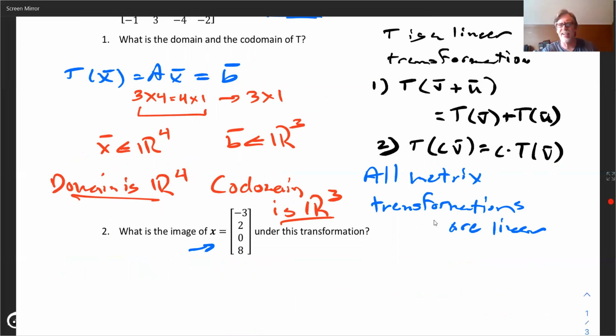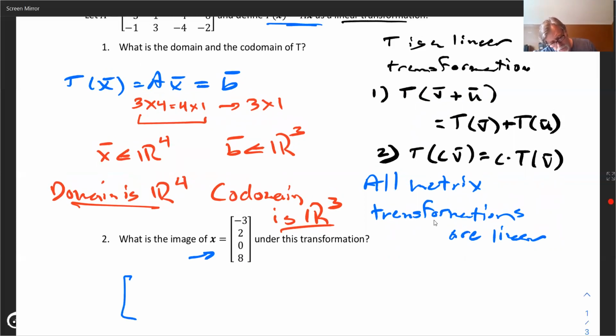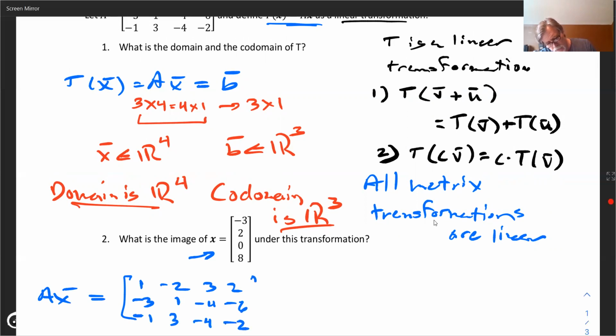Because I called it X doesn't mean anything. It's the language: the image of this vector under this transformation. So he's in the domain. All you have to do is take down A. What you're going to do is A times X equals: 1, -2, 3, 2, -3, 1, -4, -6, -1, 3, -4, -2, and then times -3, and so on. So our vector that we're working with is -3, 2, 0, 8.